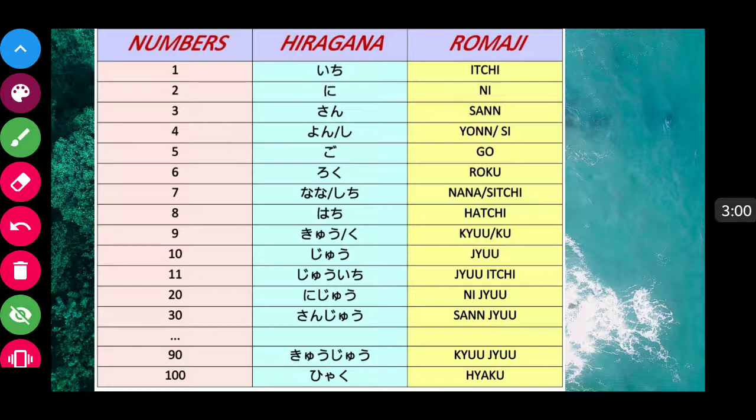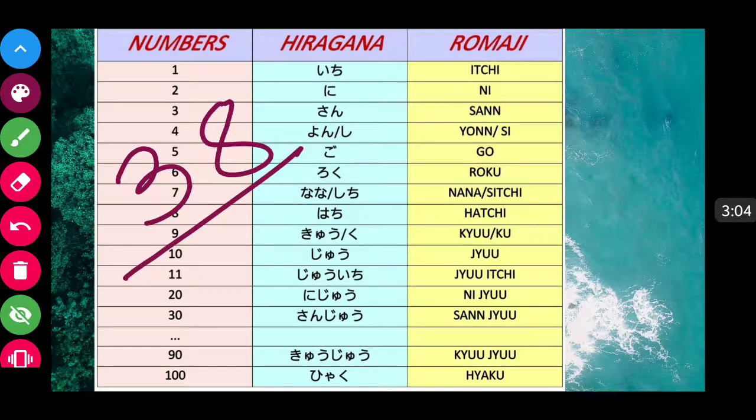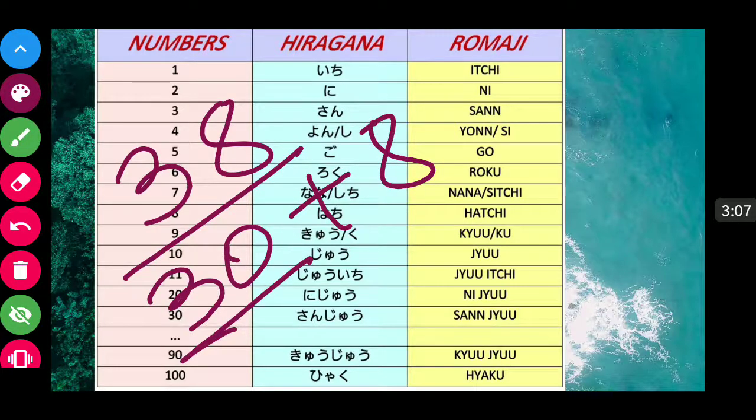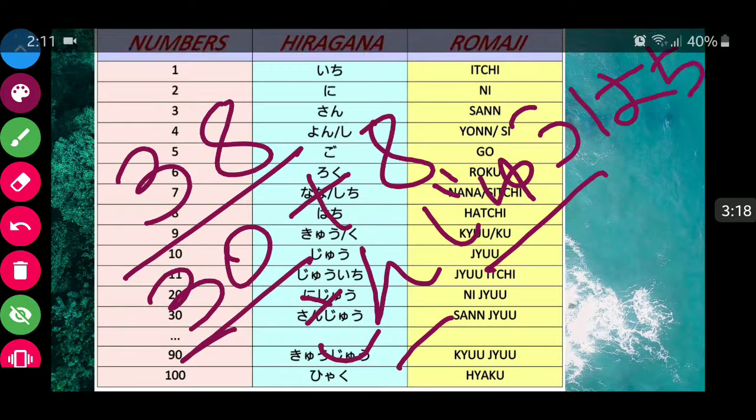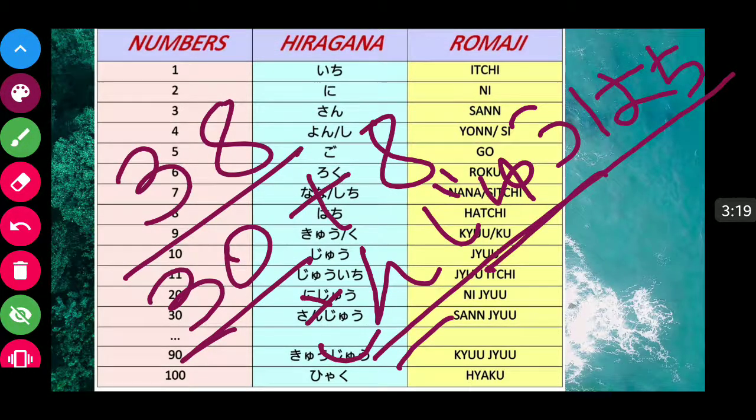Suppose you are going to write the number 38. That is 30 and 8. So 30 is called what? Sanju. And 8 means hachi. So it will be sanju hachi. In this way we'll write the numbers.